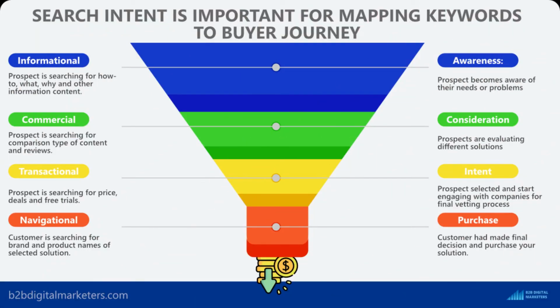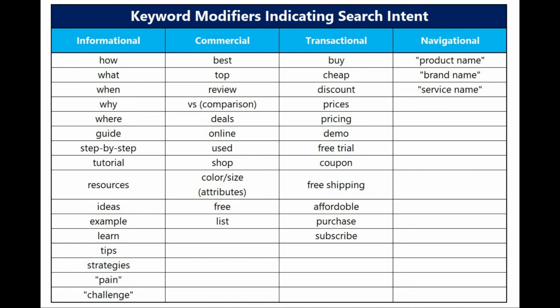So, to map keywords to your buyer journey, you first must understand the search intent. And based on this, you will map your keywords to the buyer journey. So, let's take a few keywords as an example to determine the search intent by using ranking pages and a table of keyword modifiers that indicates the search intent. But take it with a pinch of salt.